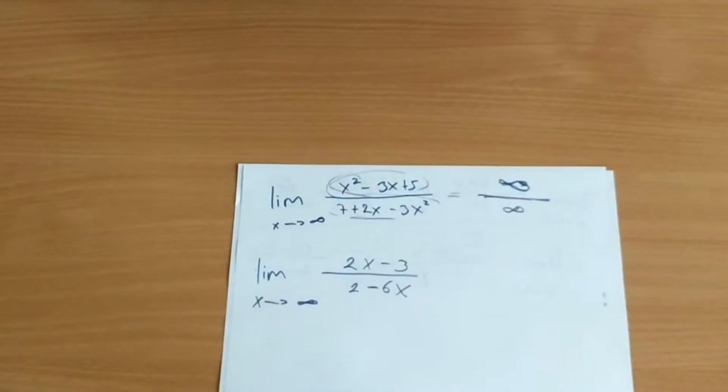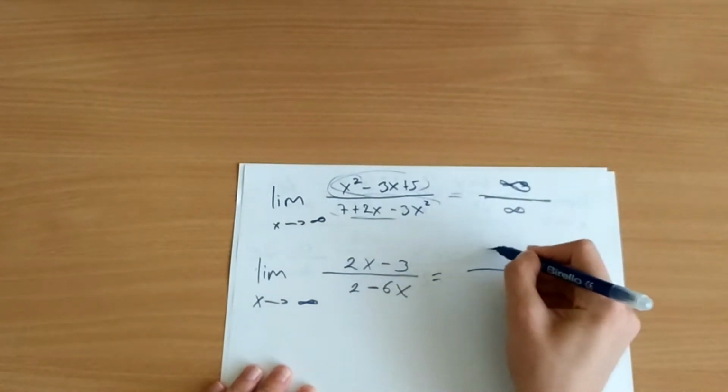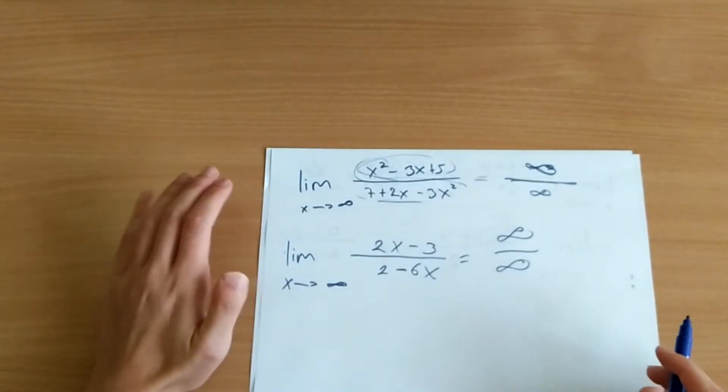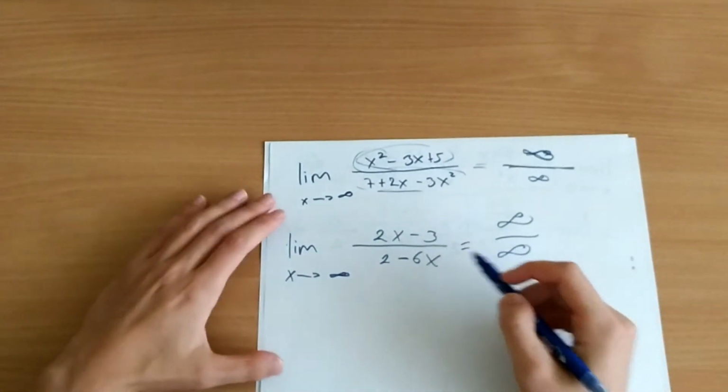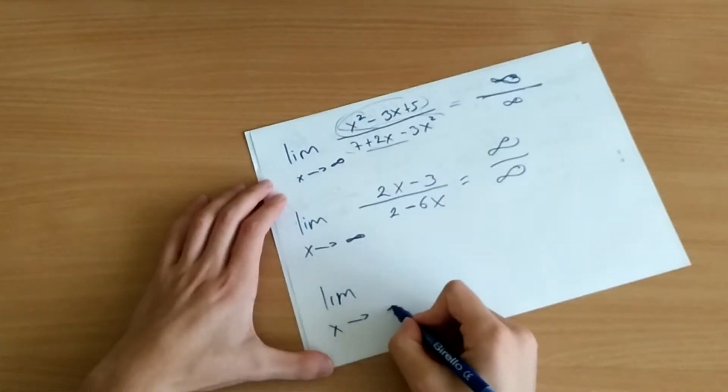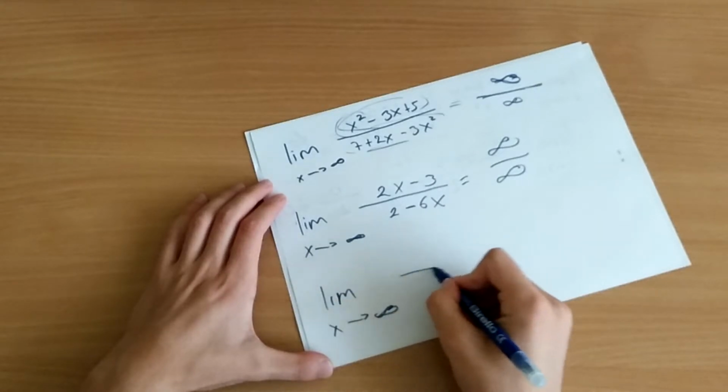Okay, now if we replace the x with infinity, what will we get? We will get again the intermediate form infinity over infinity. So, as we said in the previous video, we have to use L'Hopital's rule again, and we use this technique until we get a proper value.